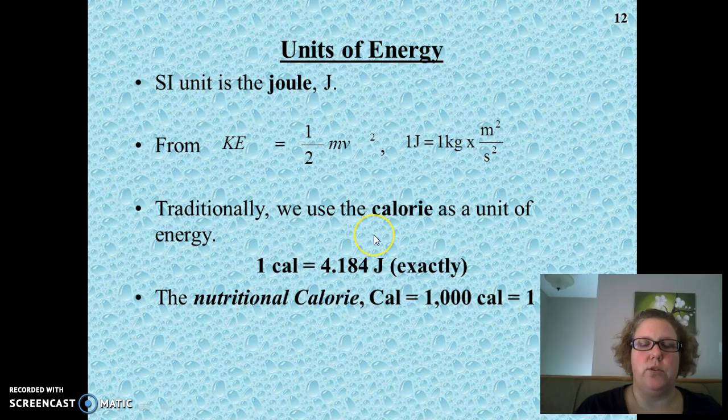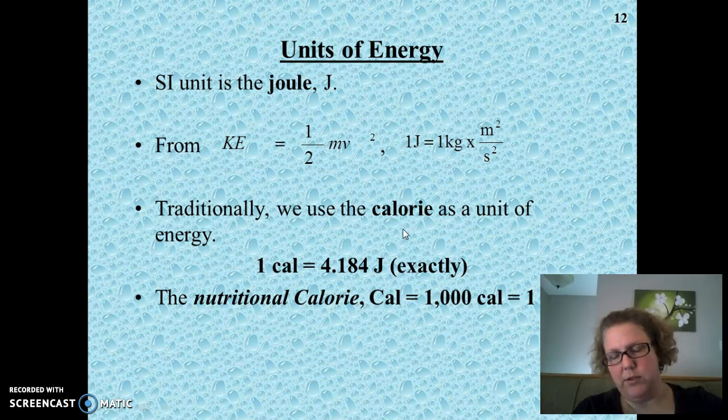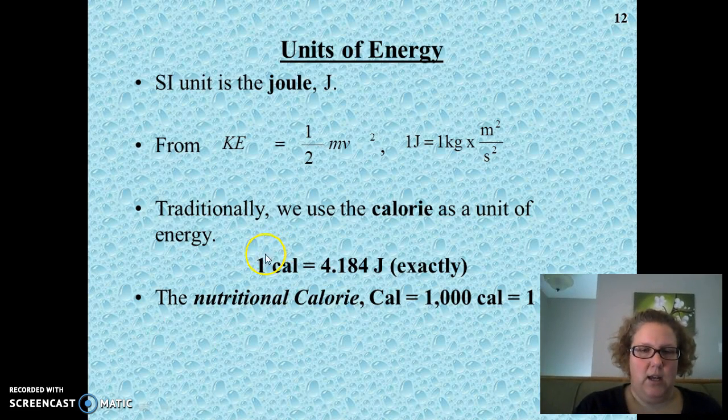Traditionally, we also use the unit calorie as a unit of energy. So 1 calorie, and you'll need to write this down, this comes up a lot. 1 calorie, 1 science calorie, is equal to 4.184 joules. Okay. If I'm remembering right, that's roughly the amount of energy it takes to pick up a cheeseburger and bring it to your mouth. Okay. Not a whole lot.